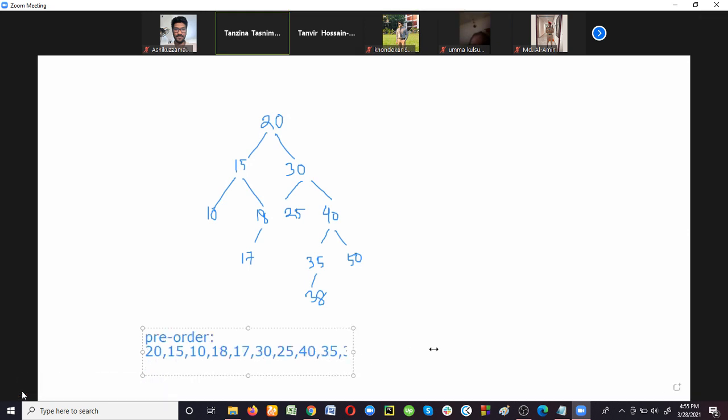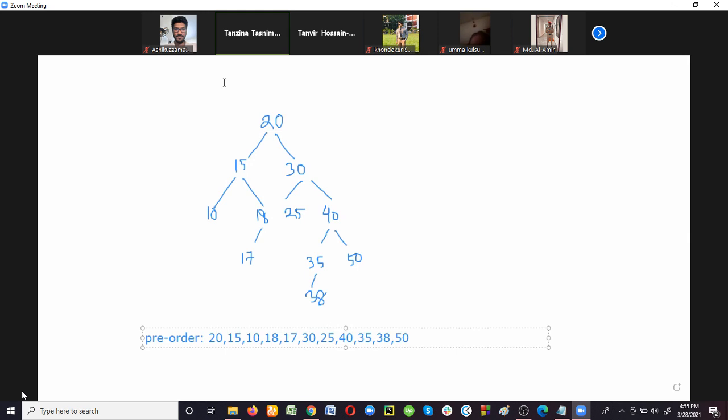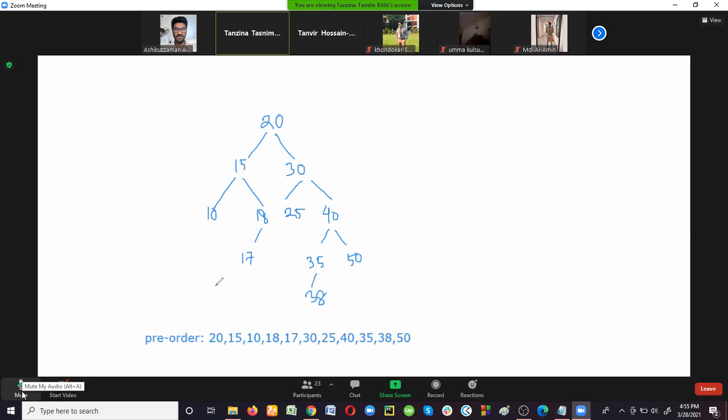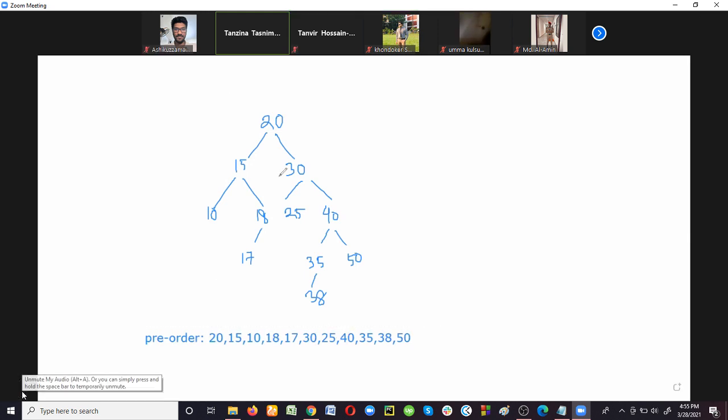Okay. So is this the correct sequence? Hope so, ma'am. Yes, ma'am. Okay. So now we can check whether the sequence is correct or not. This is pre-order traversal and which method are we going to follow? Root, after that left subtree or left child, and then the right child.